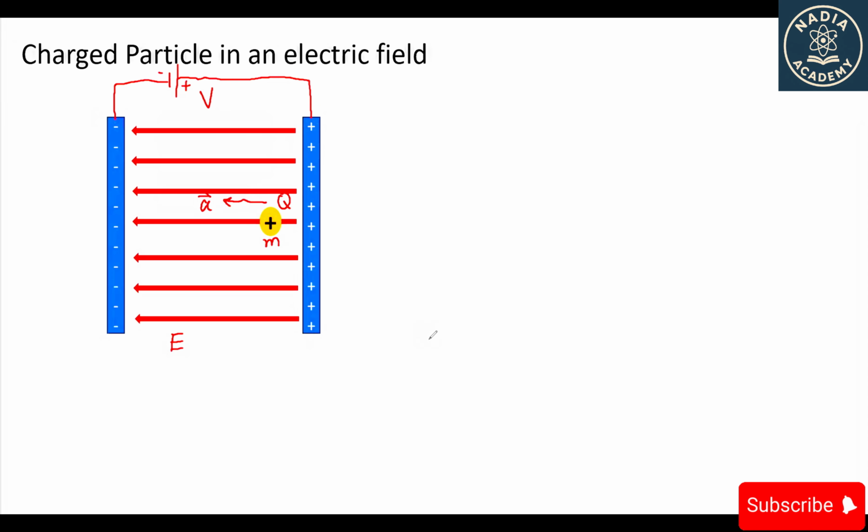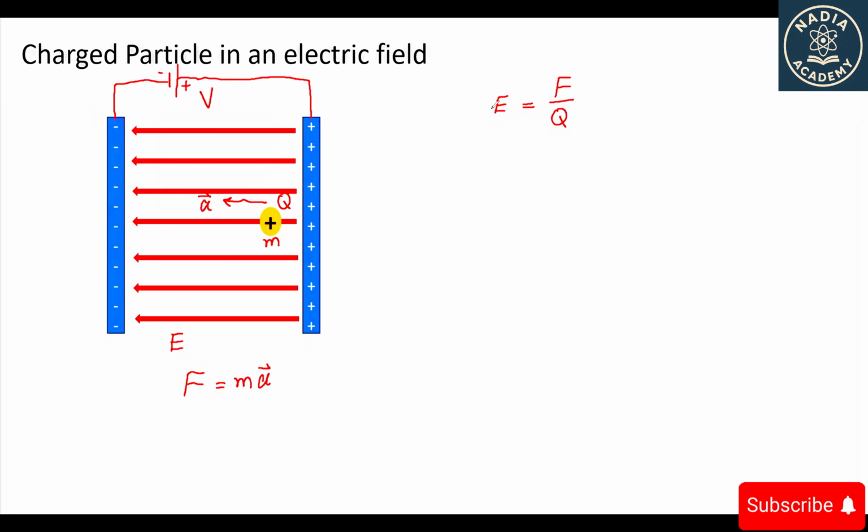To investigate the dynamics of this charged particle between these two plates, we have to apply Newton's second law, which is force is equal to mass times acceleration. How can we calculate the acceleration of this charged particle? First, let's go back to the electric field. According to the definition of the electric field strength, E is equal to the force per unit charge.